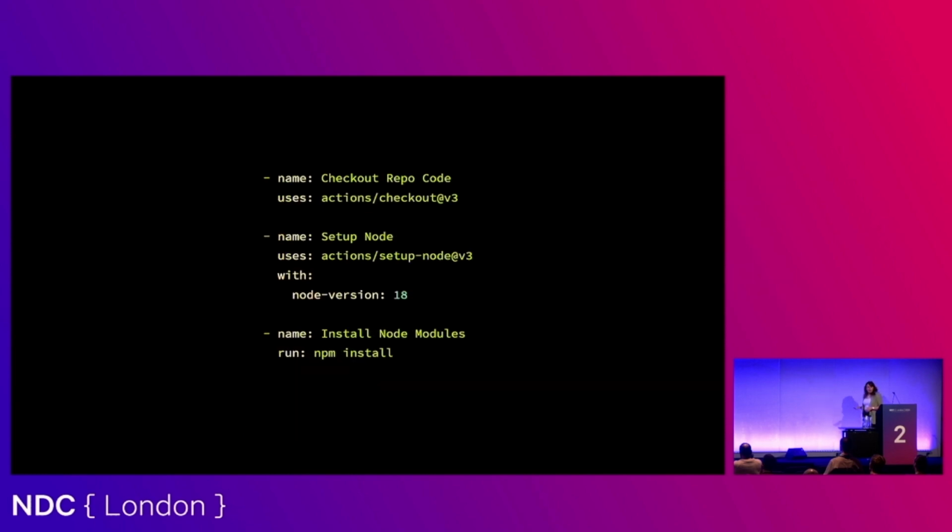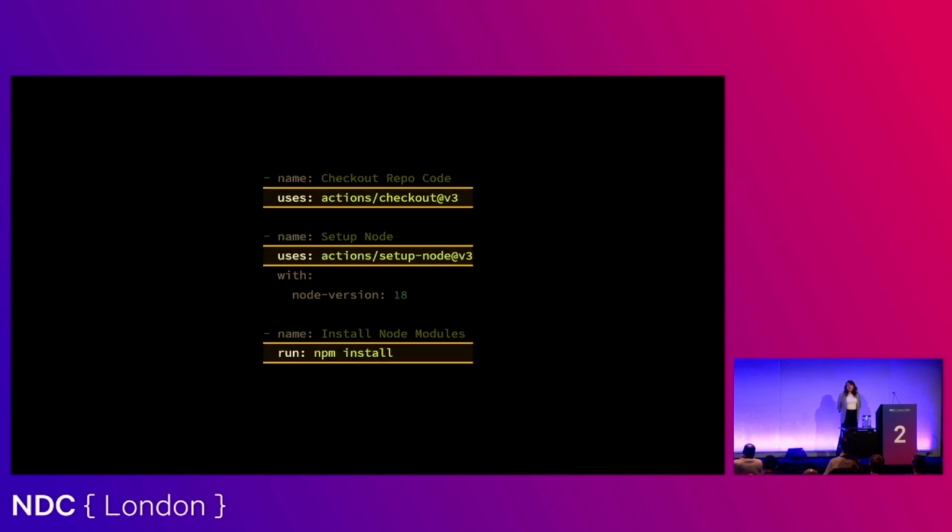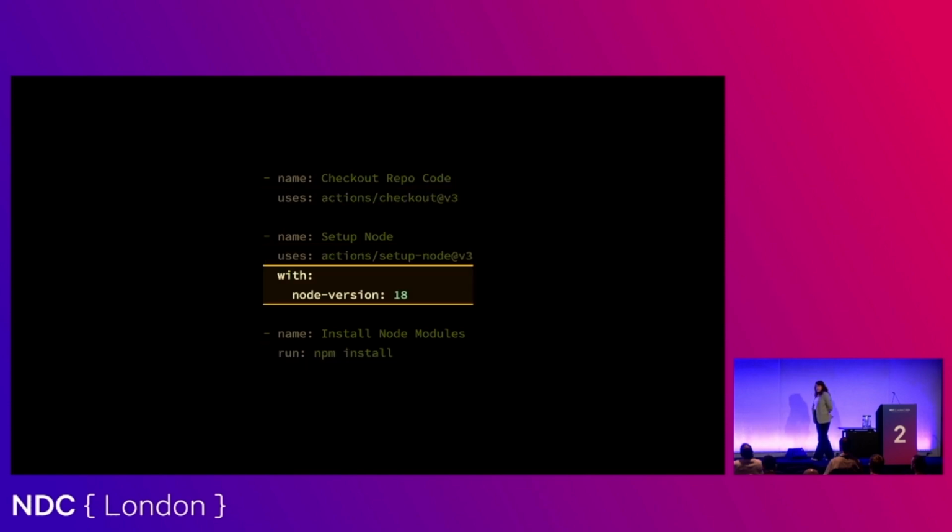So, having a look at the steps that we've got so far, we've just got 3 steps to get started. We have, first off, check out the repo code, then set up node, and then install node modules. So each of these have names, so we can easily identify them. The first 2 are using an existing package. We're using the checkout package and then the setup node package. And installing node modules, we can just go through and run npm install. We also need to make sure that in the setup node step, we're telling it what version of node we want to use.